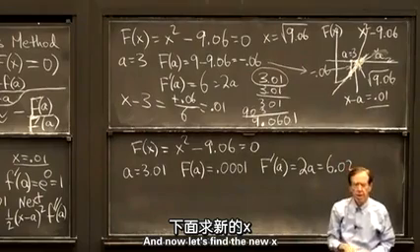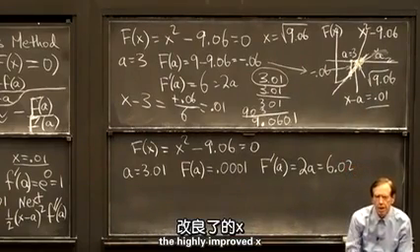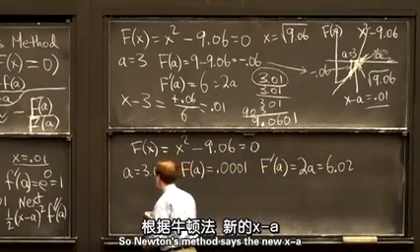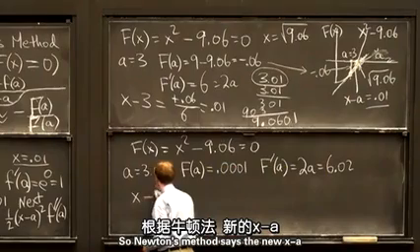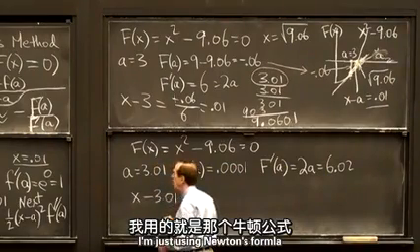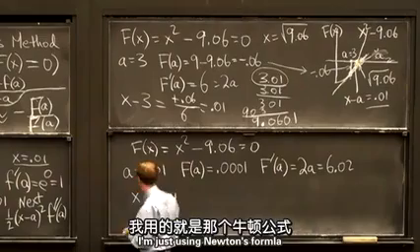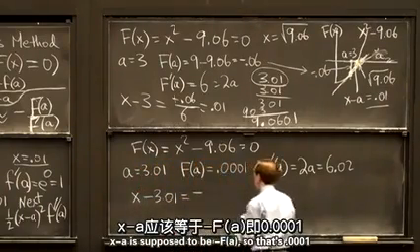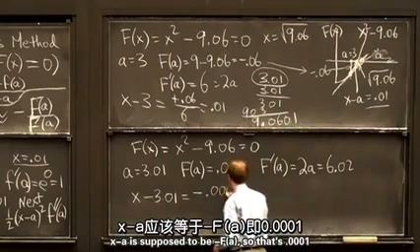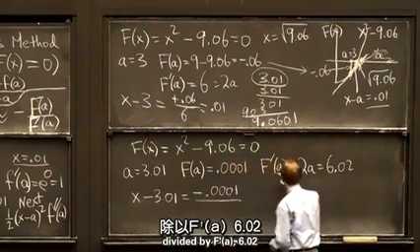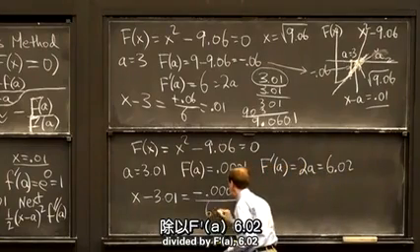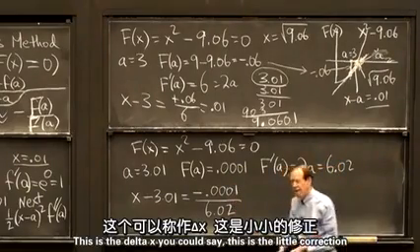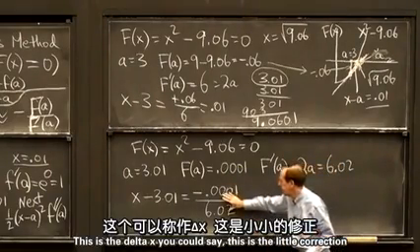And now let's find the new x, the highly improved x, the better than 3.01. So Newton's method says the new x minus a. I'm just using Newton's formula. X minus the a is supposed to be minus the f of a, so that's 0.0001 divided by f prime of a, 6.02. This is the delta x, you could say. This is the little correction.